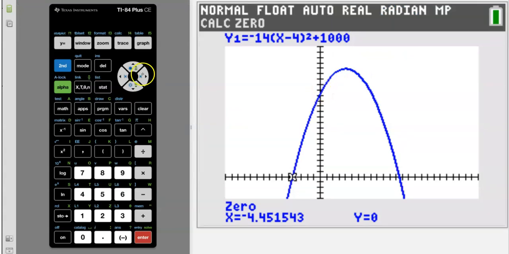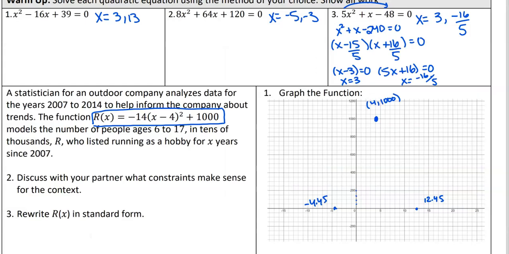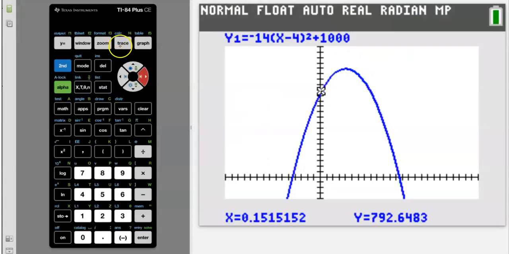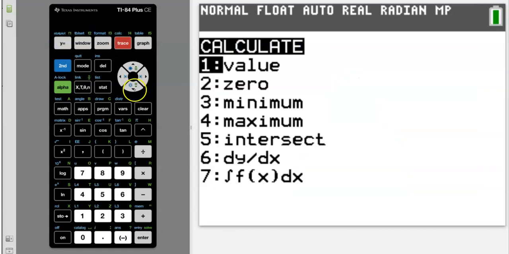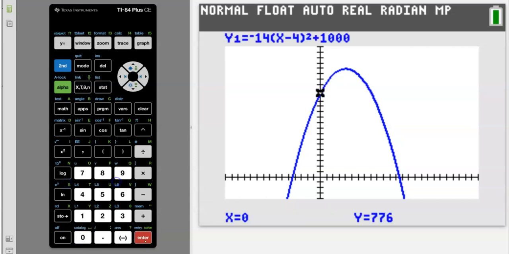And then our y-intercept, we can just make our best guess. It looks to be about 760-ish, somewhere in between there. We could also do second trace, find a value. So what do we want to look for? I want to find when x equals 0. Push enter. 776 exactly.